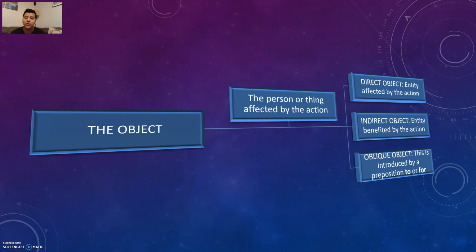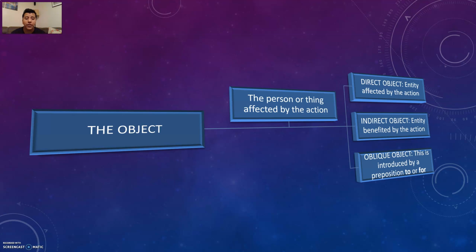So the object, what is the object? We have to define what the object is first in order to understand the following steps. It is the person or thing affected by the action. Let's say that someone broke a pencil. We're going to say a sentence like Luis broke the pencil. So who broke the pencil? Luis broke the pencil. In this case, the direct object is the pencil.